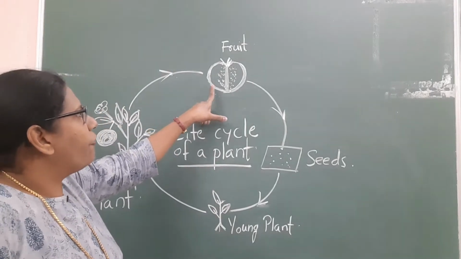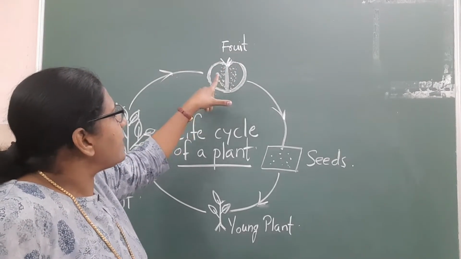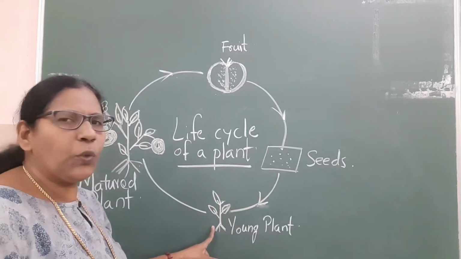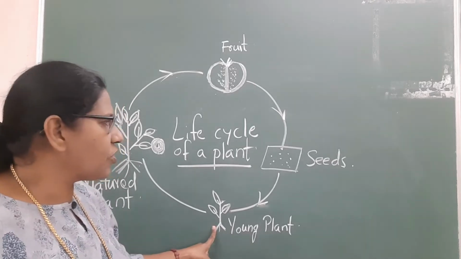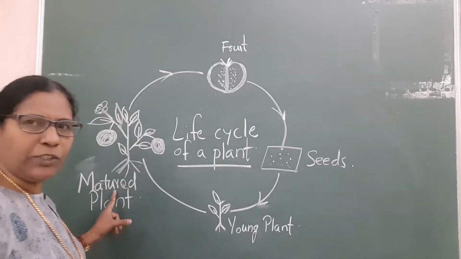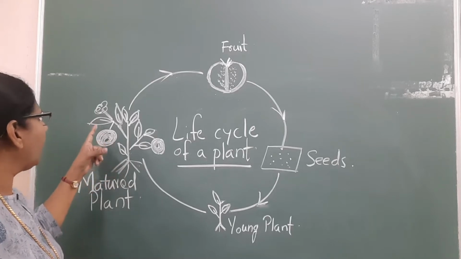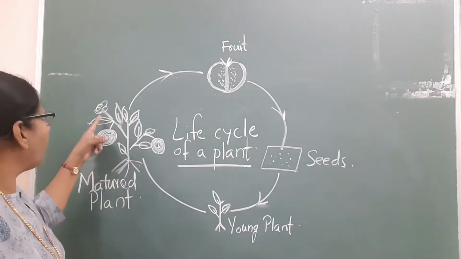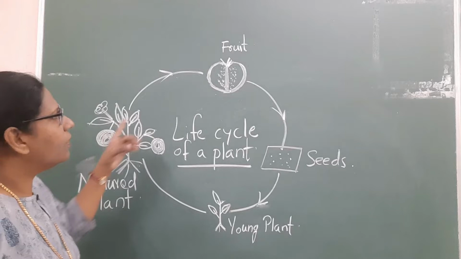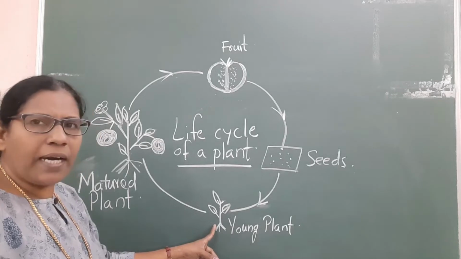The first thing is fruit. You all can see here the fruit. Inside this fruit there are seeds, and these seeds grow into a young plant. This young plant becomes mature, and then again this plant gives flowers and then fruit. The flower becomes fruit. Inside the fruit there are seeds, and these seeds grow into a young plant.